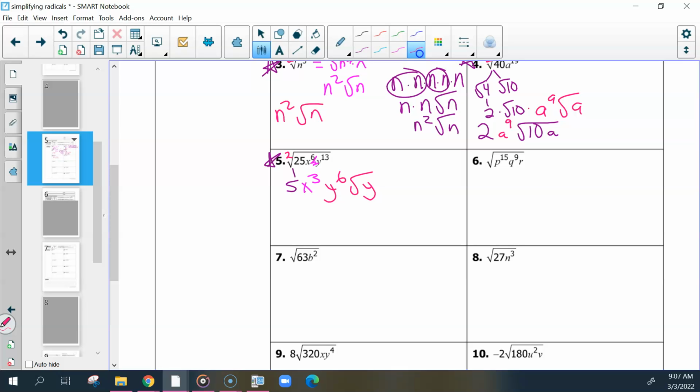So when you have multiple variables, put them in alphabetical order, or try to. So 5, x to the 3rd, y to the 6, times the square root of y. For this one, there's no real way to check this except to do the square root of 25, which we know is 5. So I know that's discouraging.